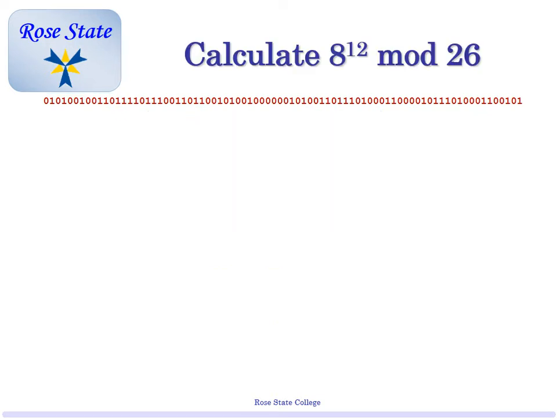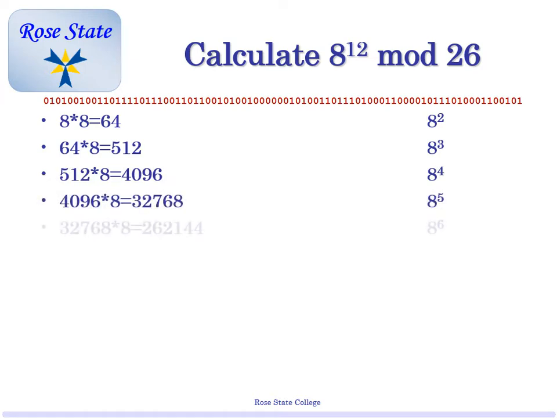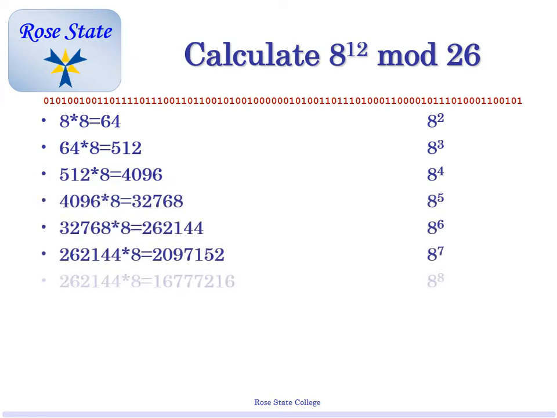Okay? So if I told you to calculate that by hand, 8 to the 12th power mod 26. First of all, does everybody know what that means? It means 8 times 8 times 8, 12 times. And then mod 26. So basically, if we're going to do this, we go 8 times 8, times 8 again, times 8 again, and again, and again, and again. So this is how you would do this.